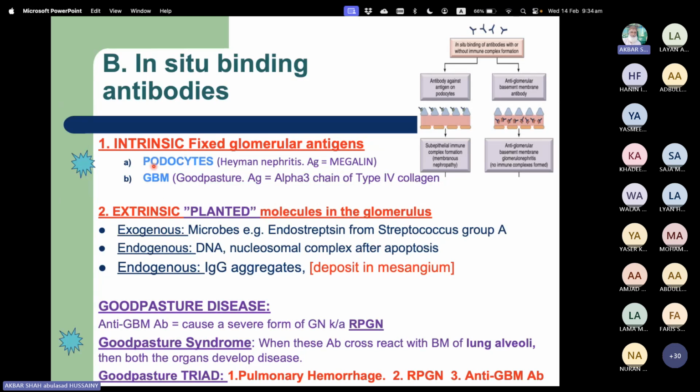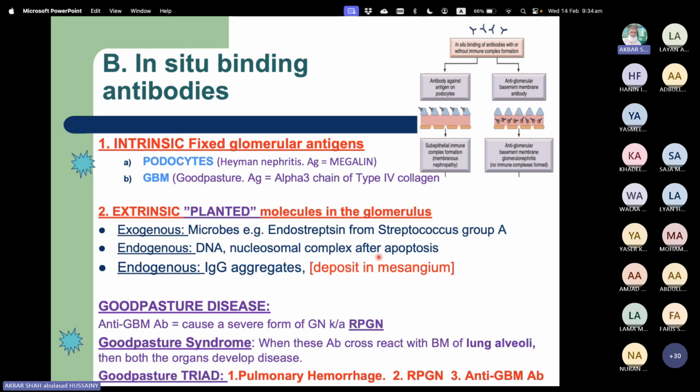You see this picture, podocytes are the intrinsic molecules, and the glomerular basement membrane is the intrinsic part, and the antibodies act on it. And the example of planted is microbes. This is Streptococcus group A. An endogenous planted molecule example again is DNA or nucleosomal complex after apoptosis. And another example of endogenous is the immunoglobulin G, which deposits in the mesangium.